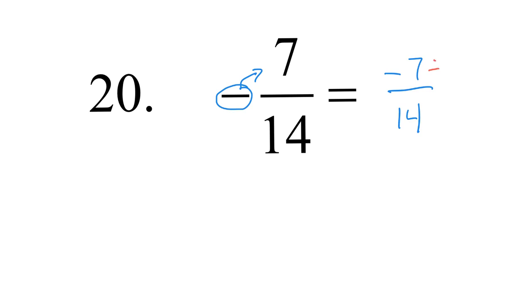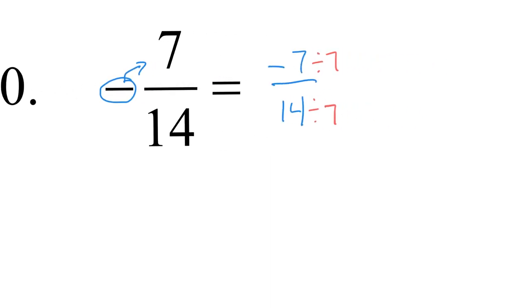You can reduce the fraction. You can divide by 7 on the top, and you can also divide by 7 on the bottom. So when you guys divide, the top, negative 7 divided by 7, will be negative 1. And at the bottom, 14 divided by 7 is 2. So my answer will be negative 1 over 2. You guys don't have to make it into a decimal. You keep it as a fraction. And that is the answer.